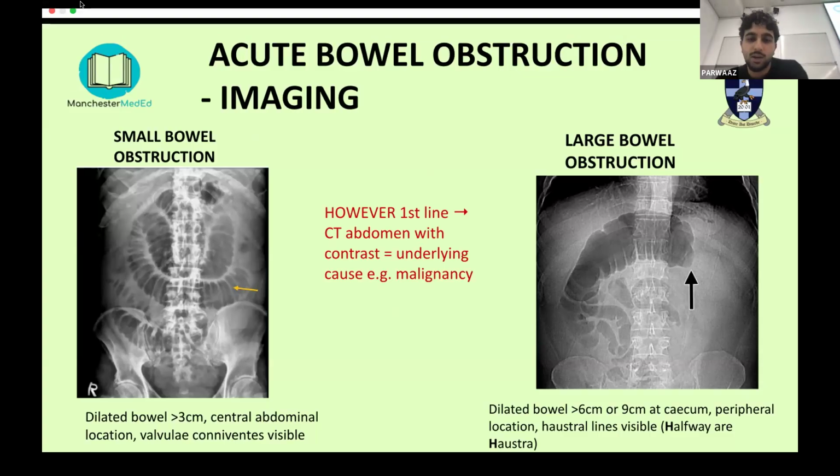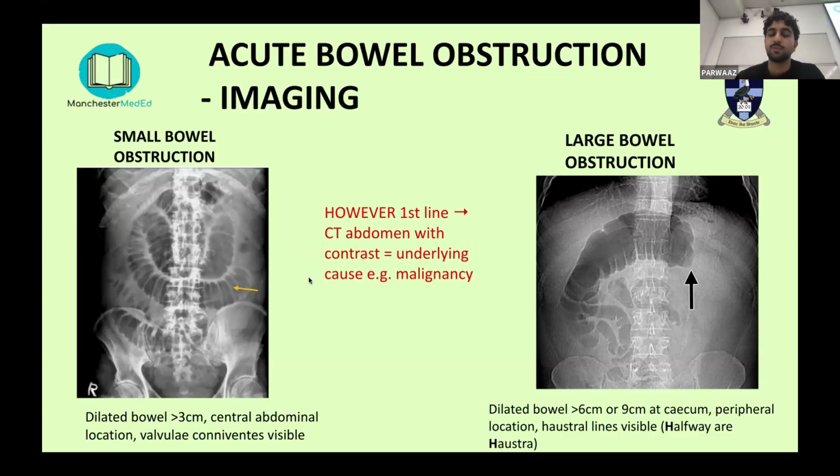Sorry, guys. So yeah, first line is always CT abdomen with contrast as well. Okay, so the main reason for that is a bowel obstruction will always have an underlying cause. Okay, it doesn't just happen. There's always a reason for having a bowel obstruction, and if this bowel obstruction is due to cancer, the patient will need imaging done anyway. Okay, be that for operative planning or to have a diagnosis. So in practice, a CT abdomen with contrast is always done for a bowel obstruction.